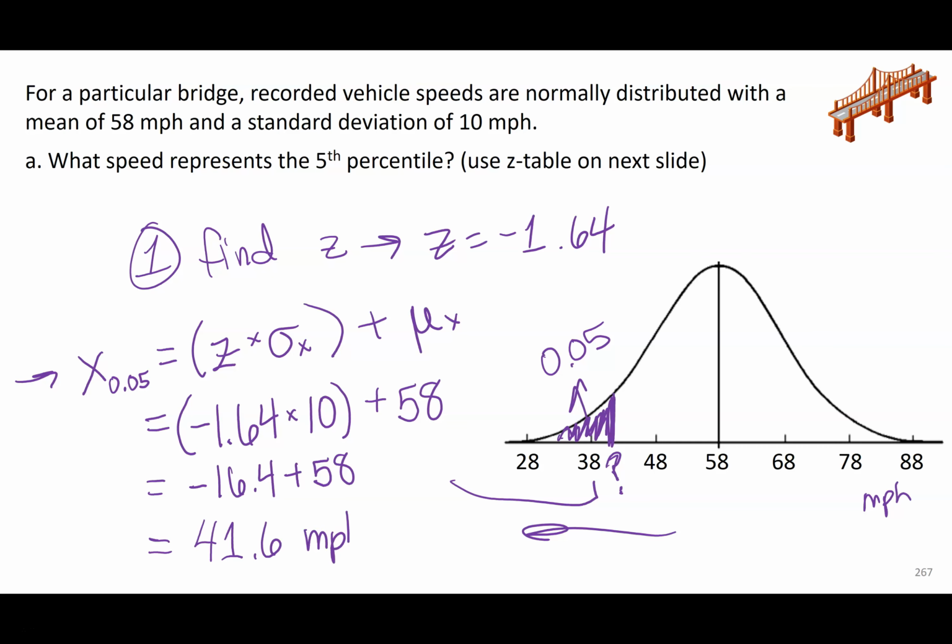miles per hour. I am asking about speed, so I'm going to throw my unit in here because there are units here. So what this means is a car going 41.6 miles per hour, only 5% of cars are going slower than that speed on this bridge.